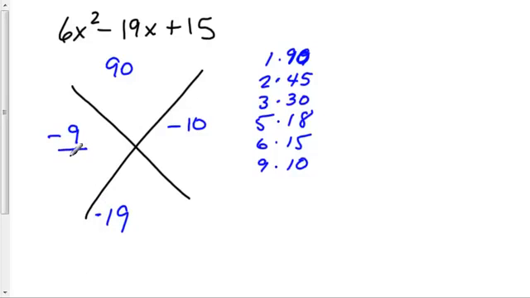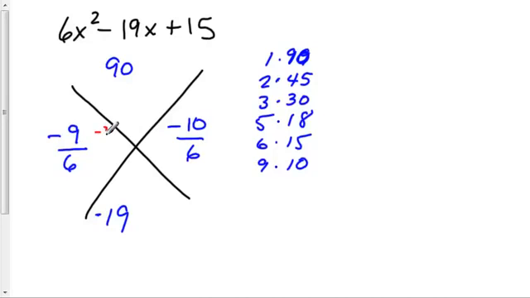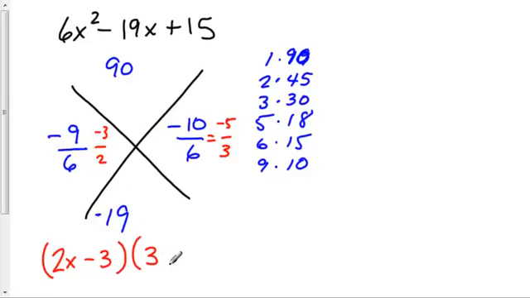So we're still going to use our value for a, and we're going to simplify where we can. So this is going to become negative 3 over 2. And then we're going to end up over here. We can simplify to negative 5 over 3. So once we've got that all figured out, we can rewrite 2x minus 3 times 3x minus 5. And there's our factored form. So those are 3 different examples of how to use the x method in working with factoring.